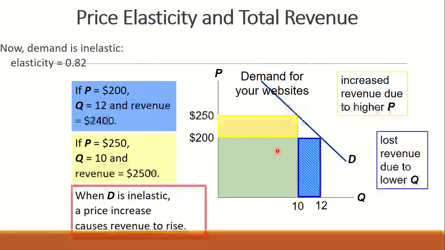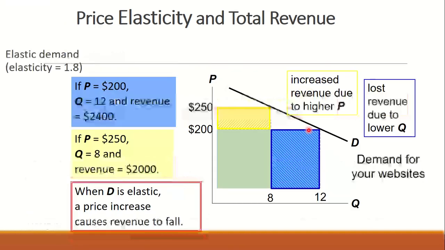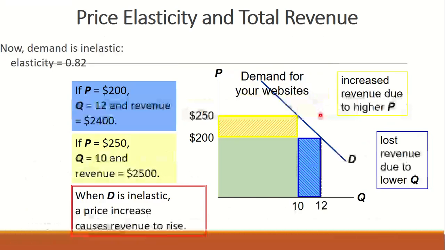Here is the graphical representation of the case when demand is inelastic. As the demand is inelastic, the demand curve is a bit steeper compared to the previous slide. In that case, the demand curve is flatter when demand is elastic, and when demand is inelastic, the demand curve is steeper. Initially price was $200 and quantity demanded is 12 units.